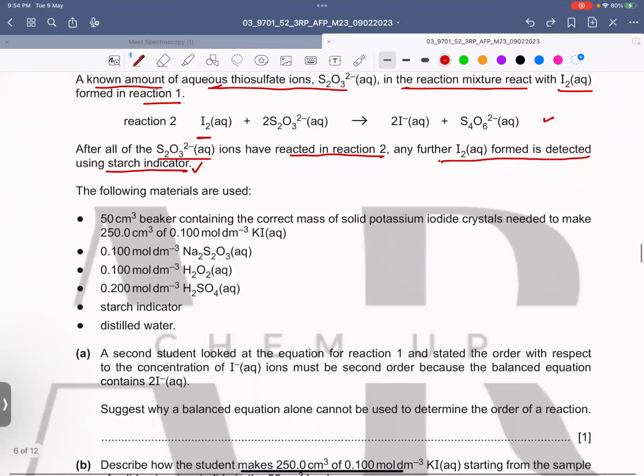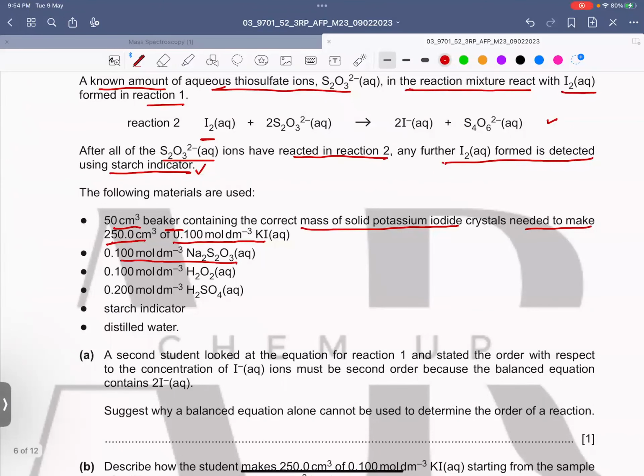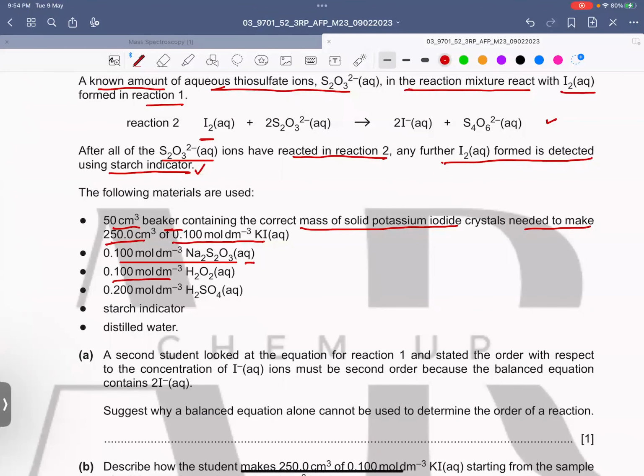So we always use a starch indicator for that reaction. The following materials are used: a 50 centimeter cube beaker containing the correct mass of solid potassium iodide crystals needed to make 50 centimeter cube of 0.1 mole per dm cube potassium iodide. So the mass is weighed and present in the 50 centimeter cube beaker and you have to prepare it. 0.1 mole per dm cube sodium thiosulfate aqueous, 0.1 mole per dm cube hydrogen peroxide aqueous, 0.2 mole per dm cube sulfuric acid aqueous, starch indicator, and distilled water. So these are the things that are provided to us.